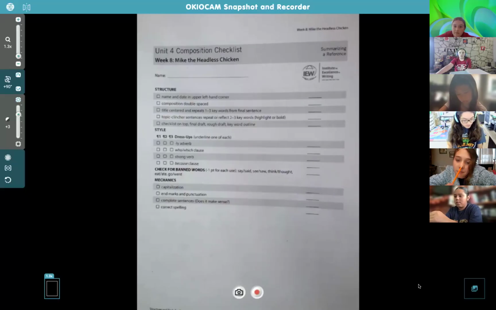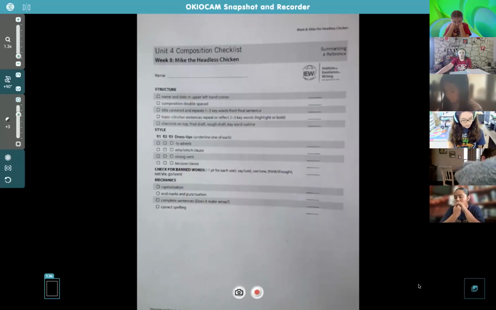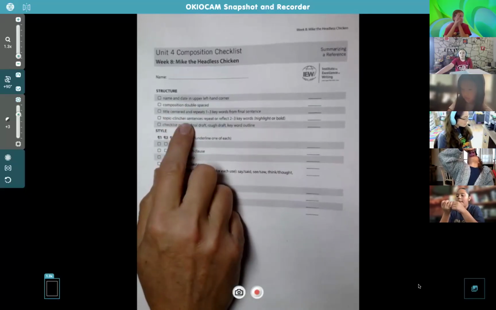The topic sentence is your first sentence of your paragraph. The clincher sentence is the last sentence of your paragraph. Some people are thinking it's the first and last of the whole paper. No, no, no, no. It is each paragraph. Topic clincher, topic clincher, topic clincher. So make sure you include that.